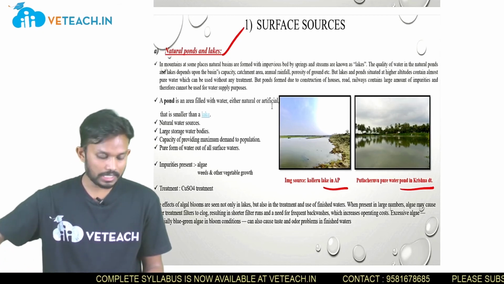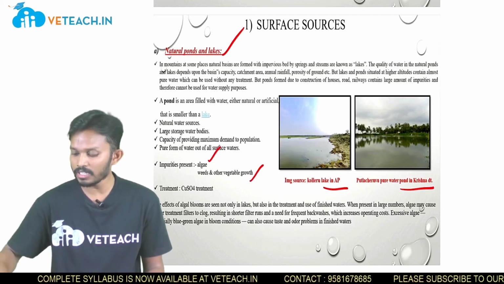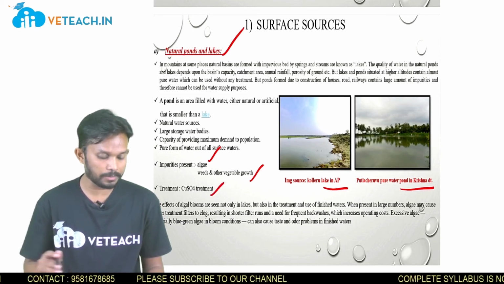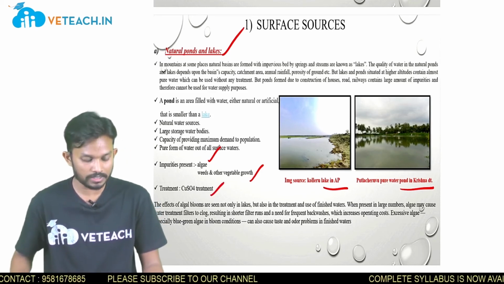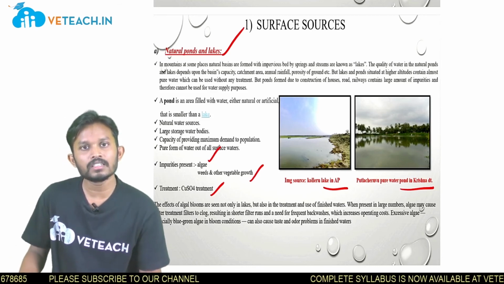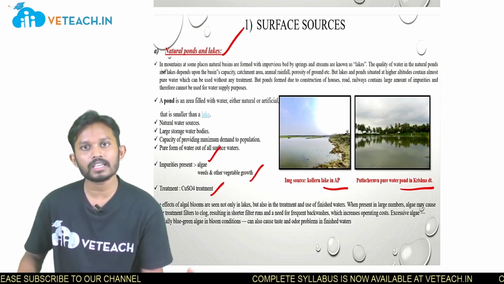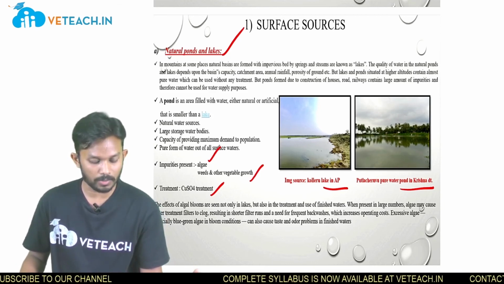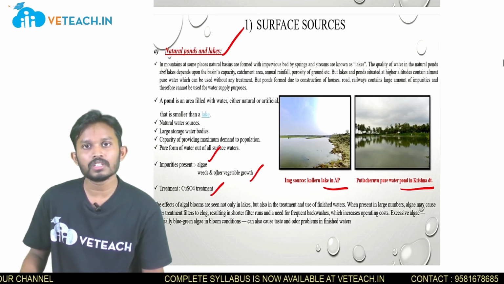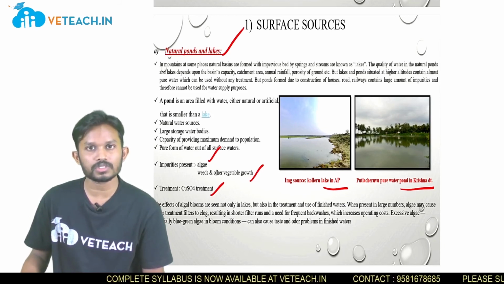So the impurities, algae, weeds and other vegetable growth, can develop largely in these sources. Copper sulfate treatment can remove these kinds of impurities. These algal blooms happen because of the reaction of the surface with the earth's atmosphere and sunlight. So the reaction happens, and algal layers form on the ponds or lakes. Because of this algal and weed formation, the problems we face are odor problems and taste problems.